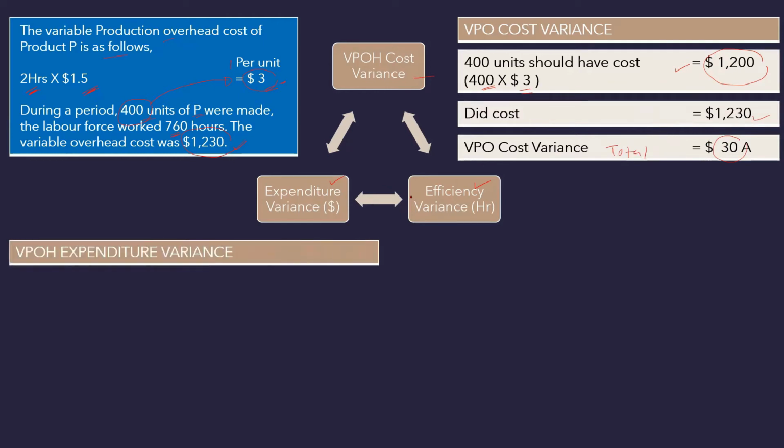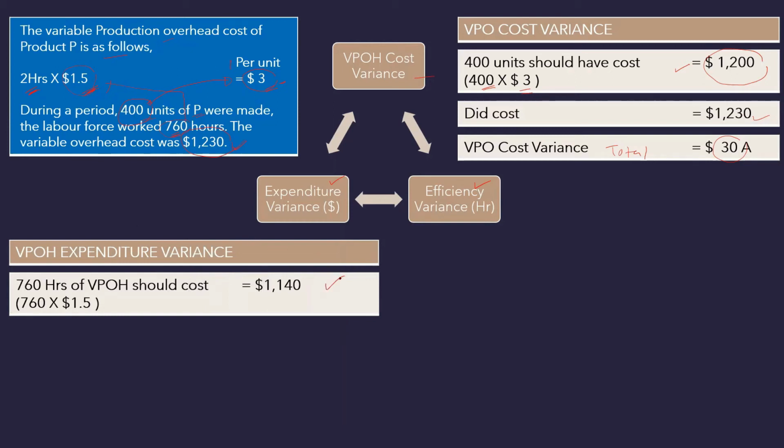How do you calculate the variable production overhead expenditure variance? Basically, you have to take how much was incurred, 1230. To produce 400 units, you should have incurred per unit 1.5, right? So actually used hours were 760. So 760, if you had paid at the rate of 1.5, how much you should have incurred?